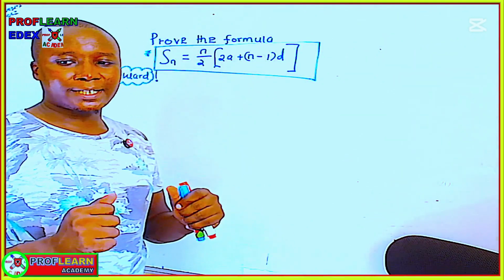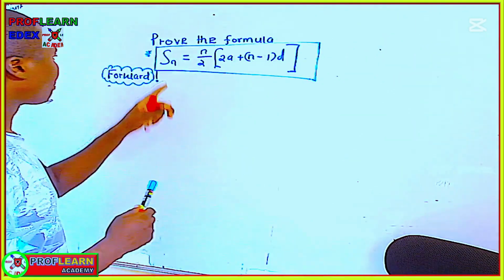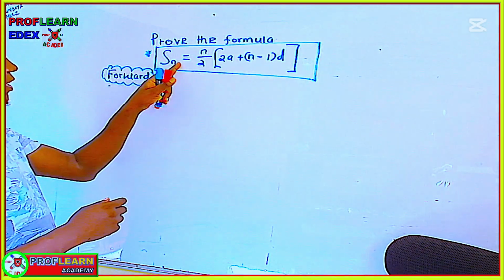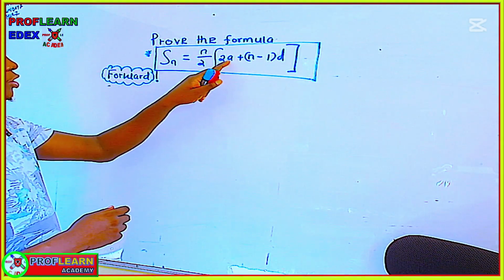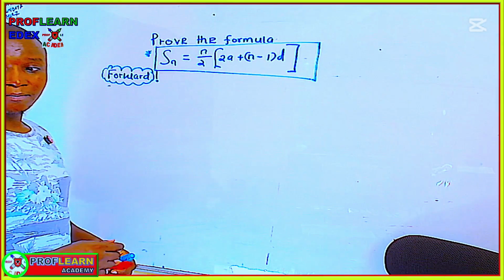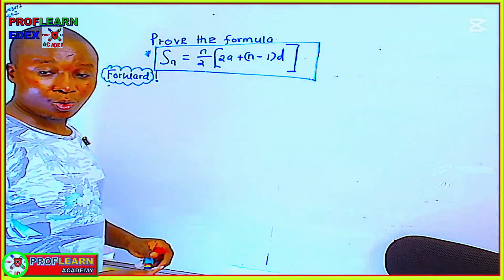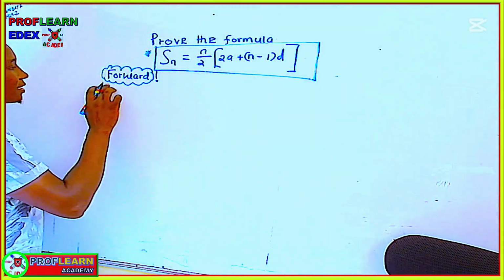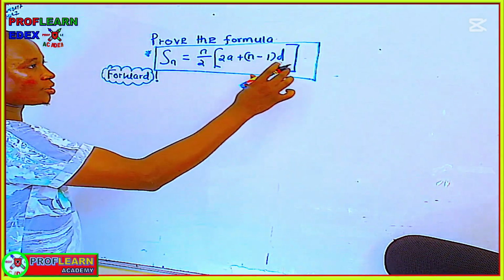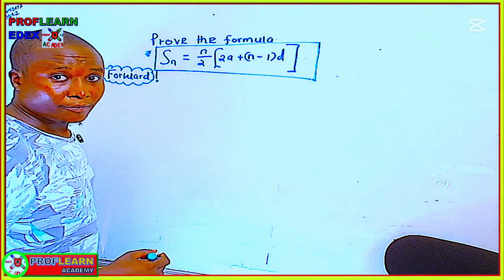We're going to discuss how you can prove this formula: the sum of n terms is n over 2 into 2a plus n minus 1 into d. Anytime you're given a question like this, how are you going to go about it to prove? So the first thing we are going to do is to write the series of terms forward.